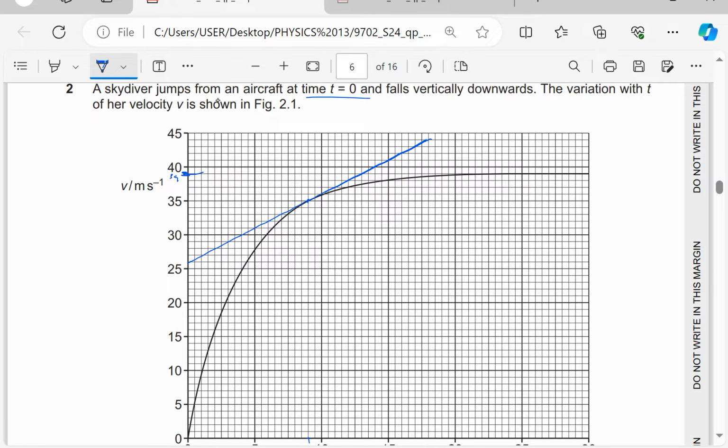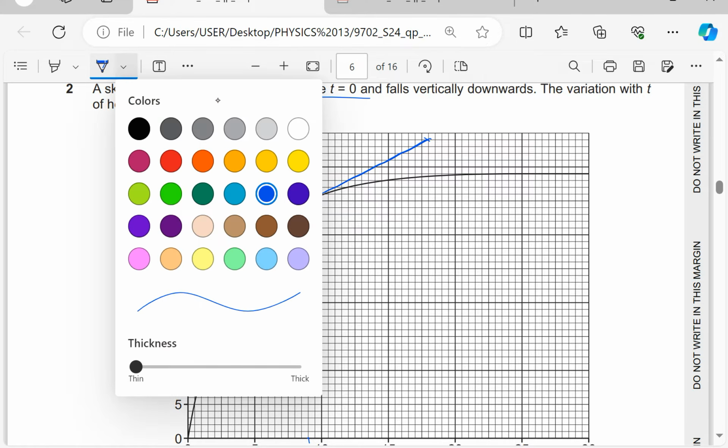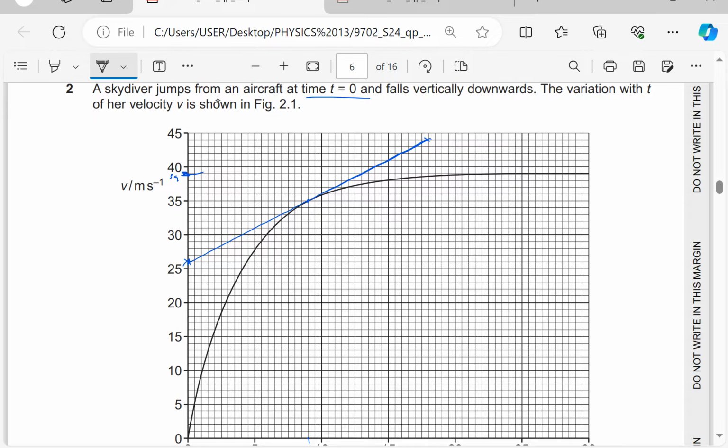Okay, so I've tried to draw a tangent between this point here and this point here. I'll just use a triangle between those 2 points. Let me change this to a pencil maybe. So I'll draw a tangent. I've drawn a tangent and I'm going to draw a triangle between these 2 points to use these 2 points to find the gradient, because the acceleration is the gradient at that point.